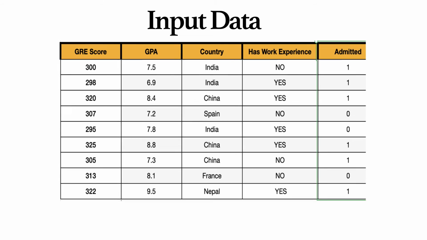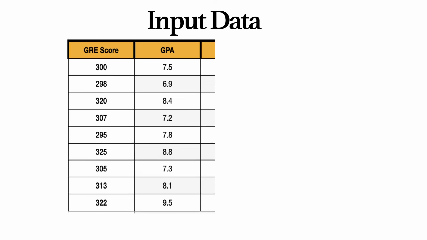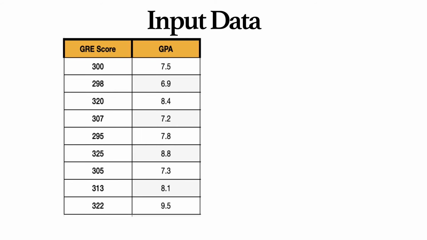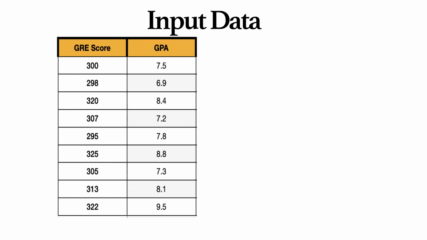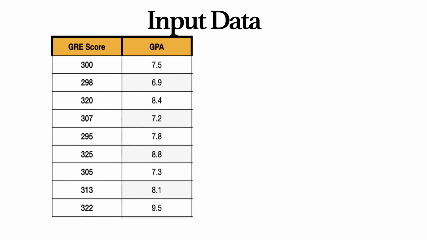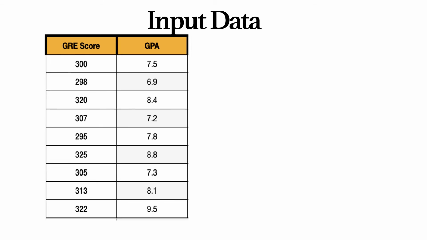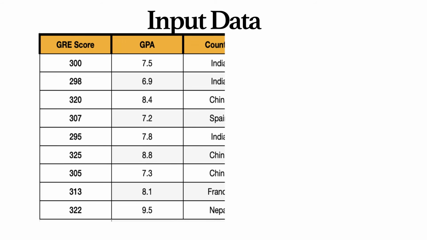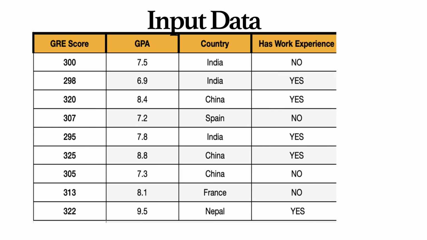Let's have a look at the input features. The first two features are the GRE score and the GPA. Both of these features are called continuous features or numerical features, that is, they can take any range of values in their domain. Next two features, that is, country and has work experience, are called categorical or discrete features. These features can take only a finite set of values. We need to encode these features using label encoding or one-hot encoding.